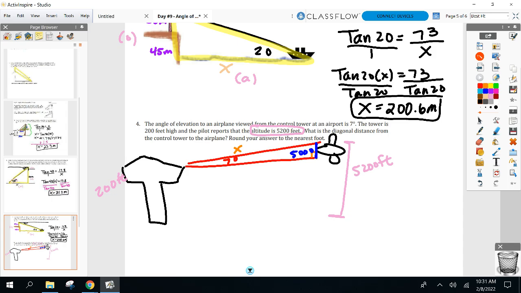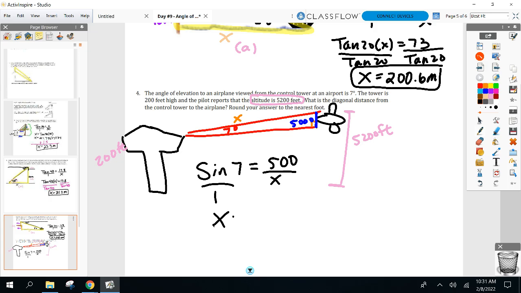Looks good. We all should be using the sine ratio here. Sine of 7, 5,000 over x. Nearest foot, 41,028 feet.